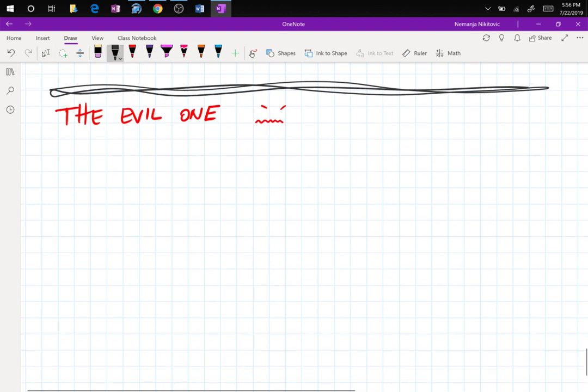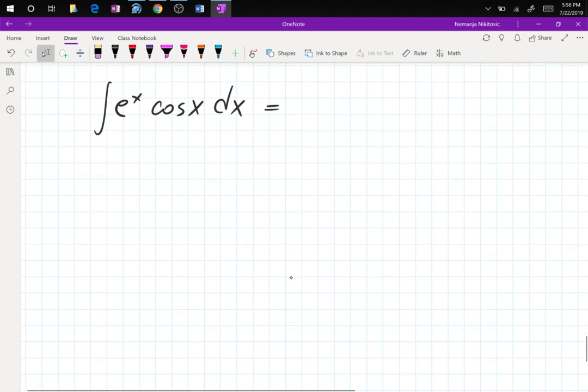Look at this problem. Which one of the two can you place for u and then take the derivative and it goes away? Which one? Neither. The derivative of e to the x is e to the x forever. The derivative of cosine flip-flops between sine and cosine. No matter which one you pick, it's going to be bad.